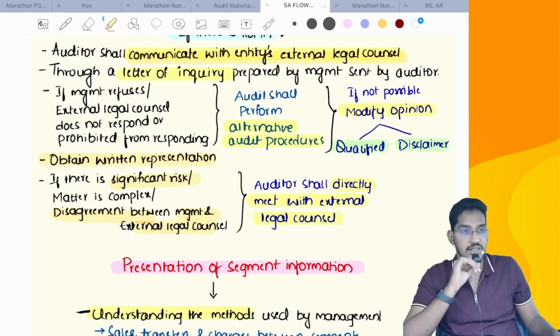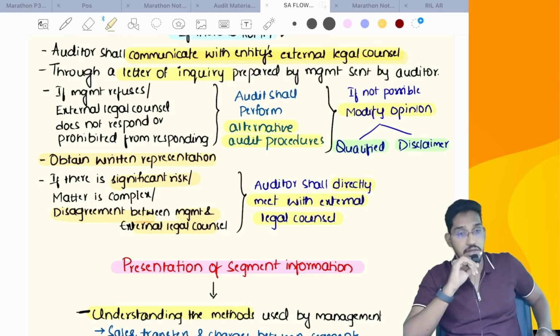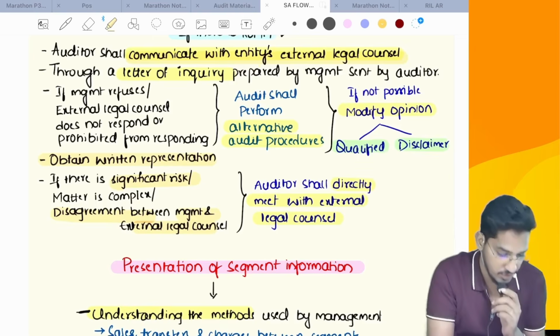Generally, the entity's external legal counsel will not meet you directly. For that also, he will ask you to get the permission of the management, or he will ask you to bring some representative of the management. So then you have to go to them and say, he is not meeting me without you, please come, we will go and meet him. You have to take them along and go and meet him. Clear?